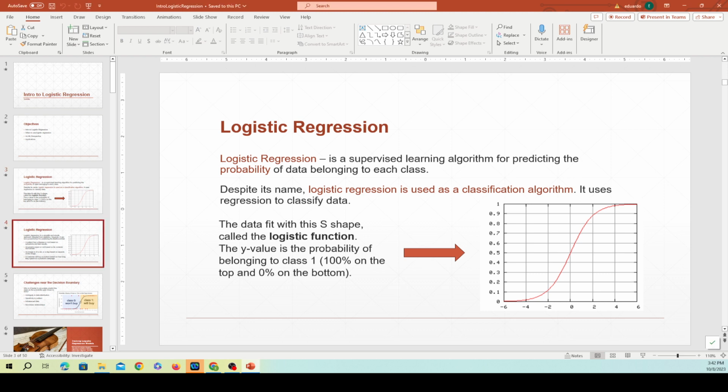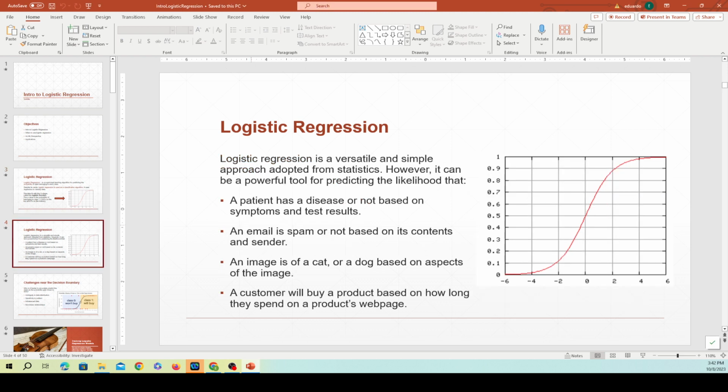All right, let's move on to the next one. So here are many different examples of how we can use logistic regression. Again, logistic regression is a versatile and simple approach adopted from statistics. Many of you have seen this approach in statistics. However, it can be a powerful tool for predicting the likelihood that a patient has a disease or not, based on the symptoms and test results. So again, a classification. Either you have the disease or not.